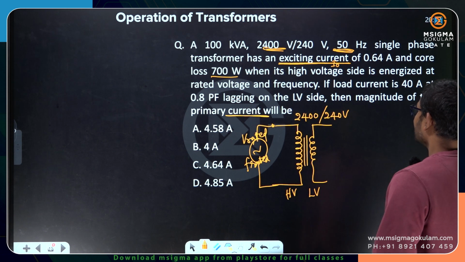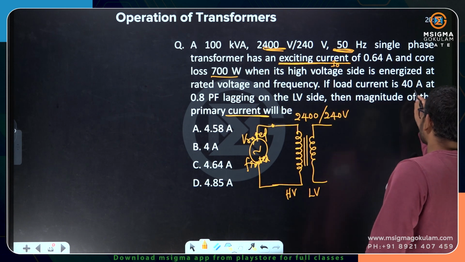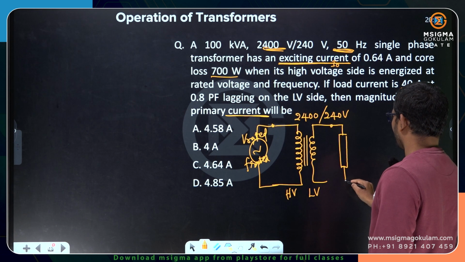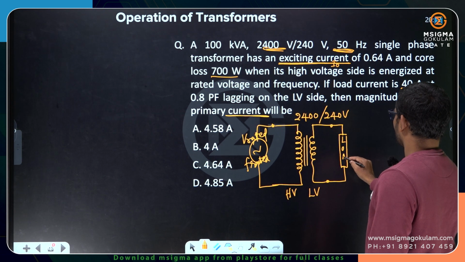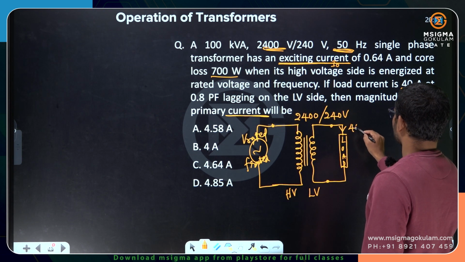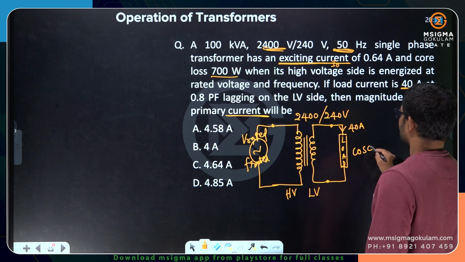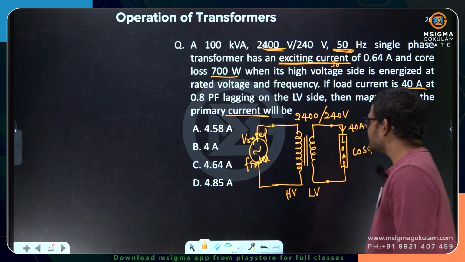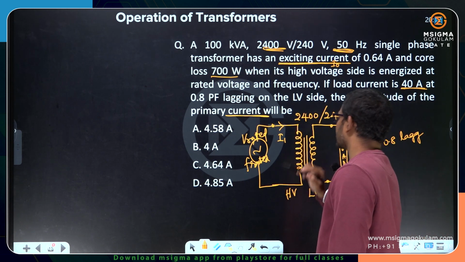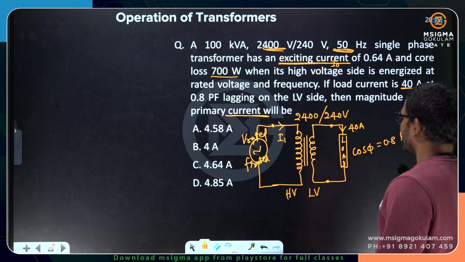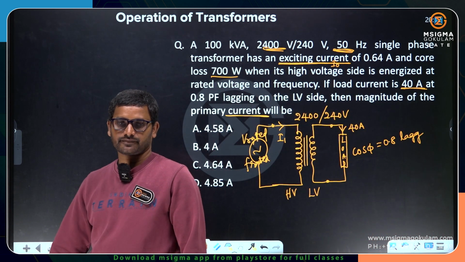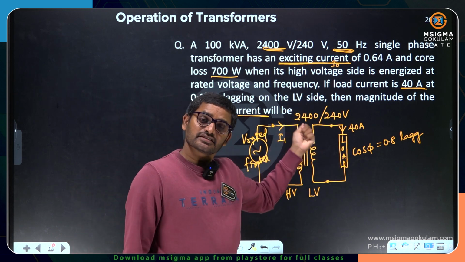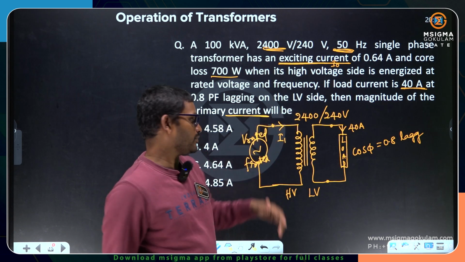Alright. Now on the secondary side he said the load current is 40 amperes at 0.8 power factor lagging. Now let me show you the load here. If the load current is 40 amperes and the power factor of the load is 0.8 lagging, then what is the magnitude of primary component of current? What is I1 he is asking? How do you calculate I1? I1 is equal to no load current plus load component of current, that is K times the load component of current.